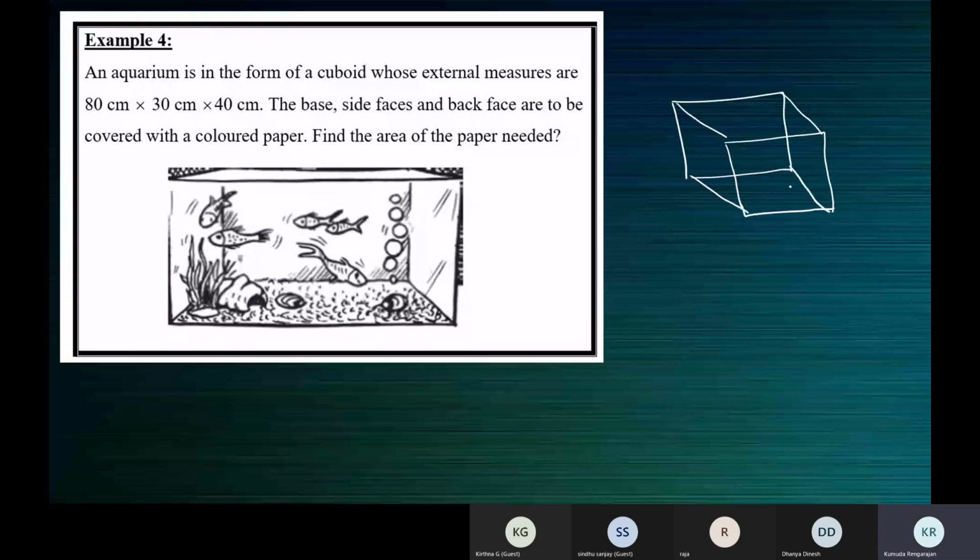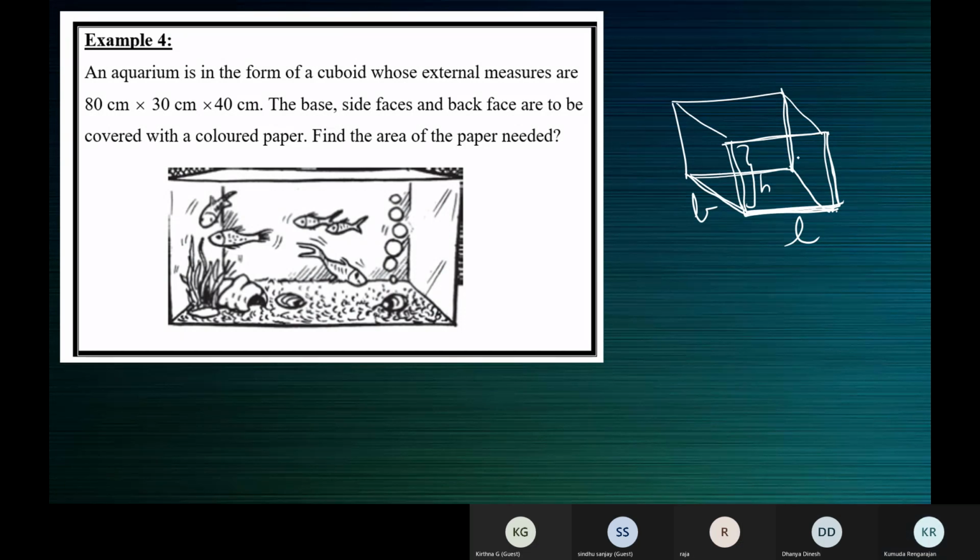Cuboid. This is the length of the cuboid. This is the breadth of the cuboid. And this one is the height of the cuboid. The front face is a rectangle. Length into height is the area. The area of the front face is length into height. The area of the back face is also length into height.